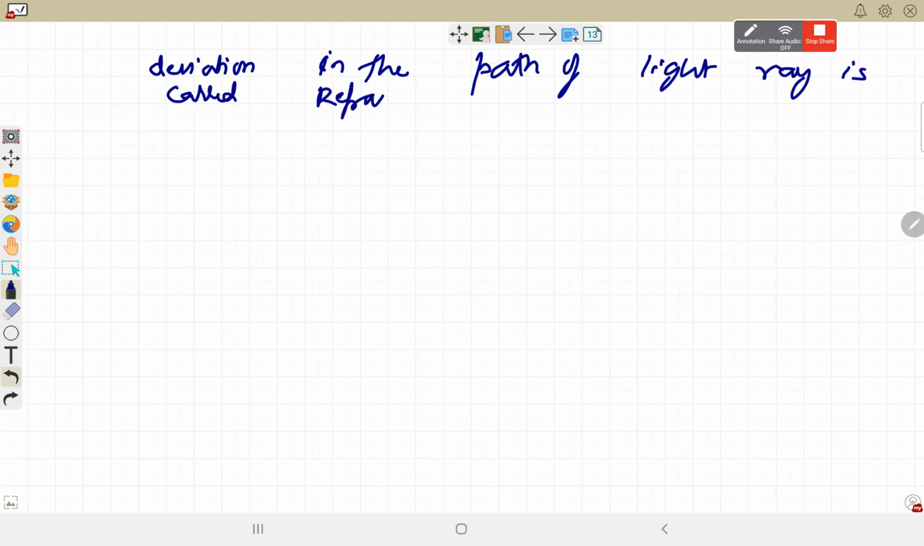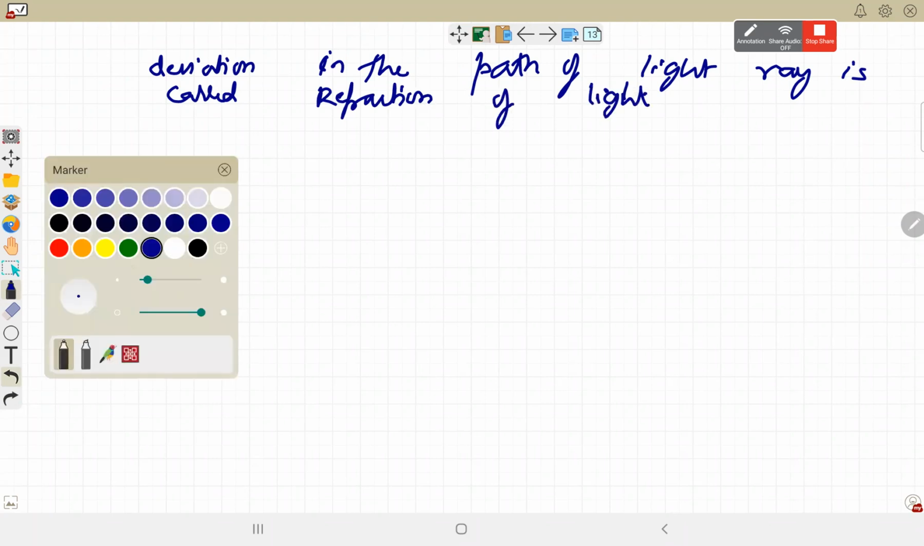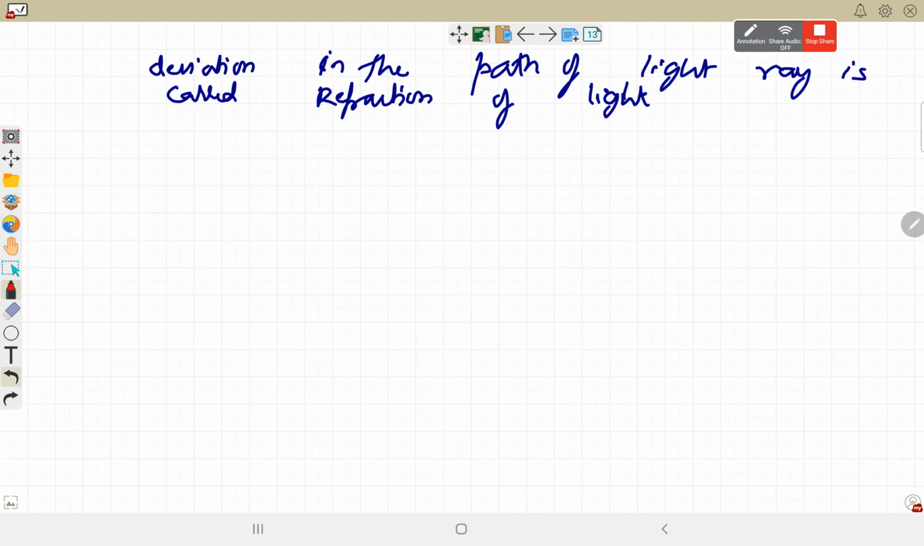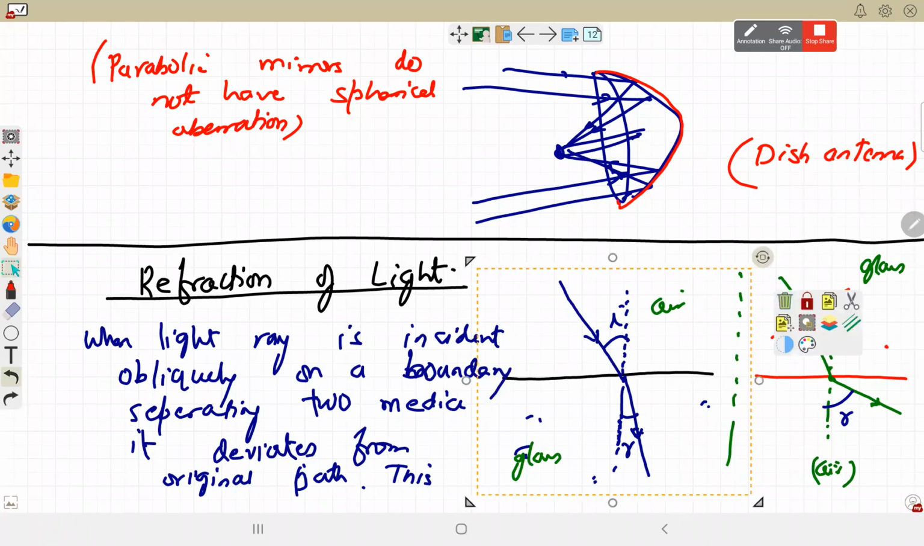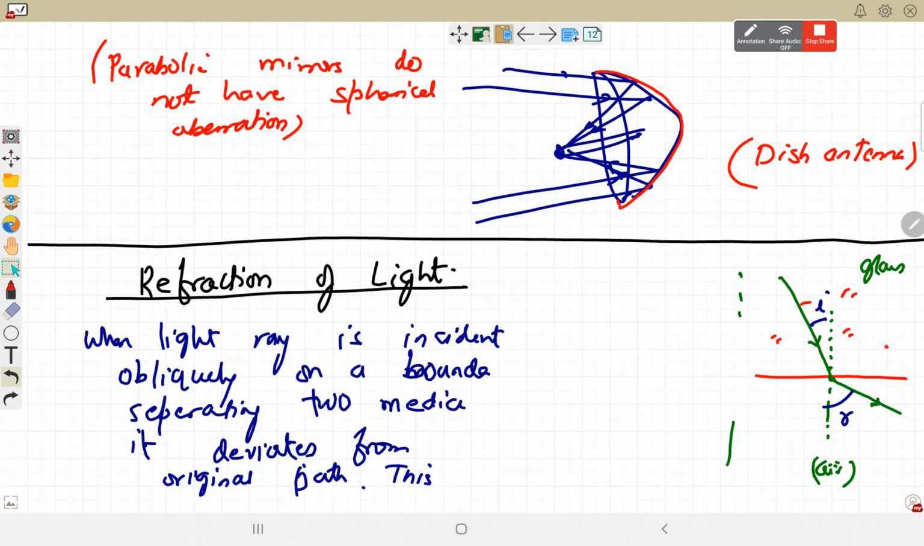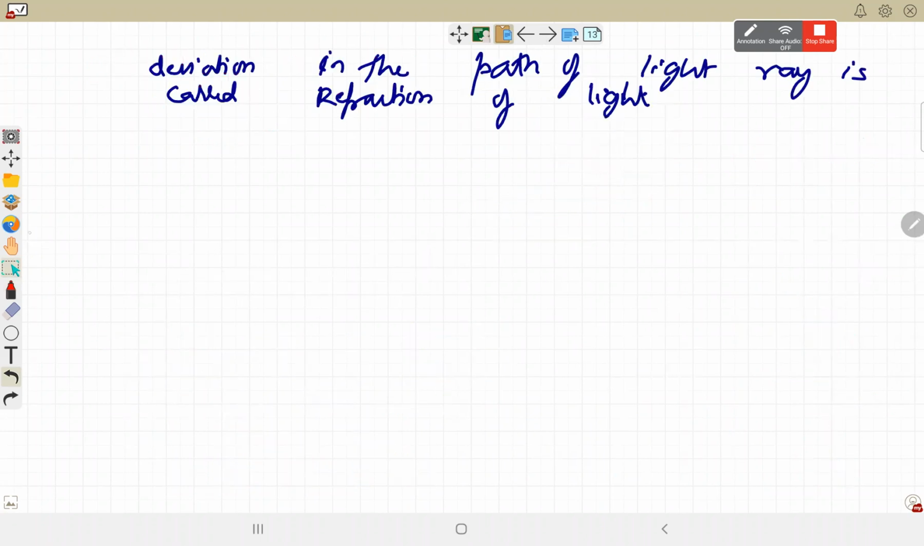So two conditions have come for refraction. The first: refraction will happen only when there is a boundary between two different media. And second, the light should be incident obliquely, going obliquely from one medium to another. So if it is going from air to glass, it means it is going from rarer to denser. And how did we decide this rarer and denser? This is based on their density, optical density.